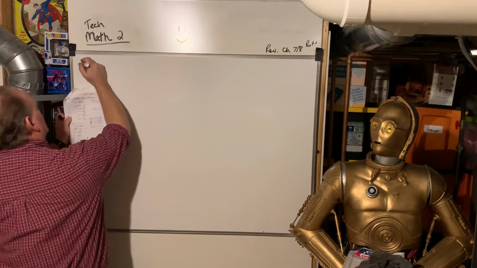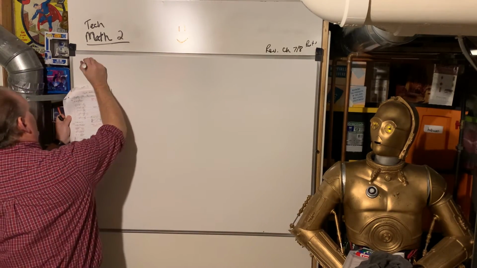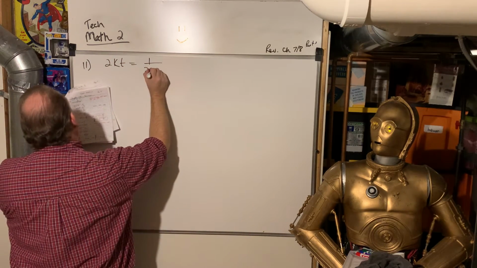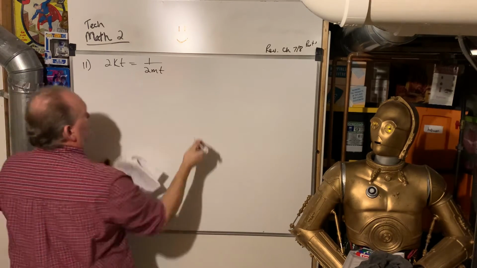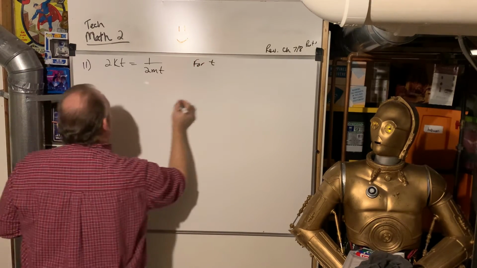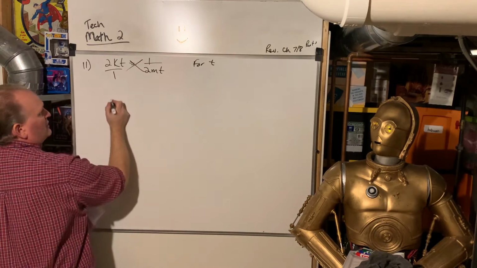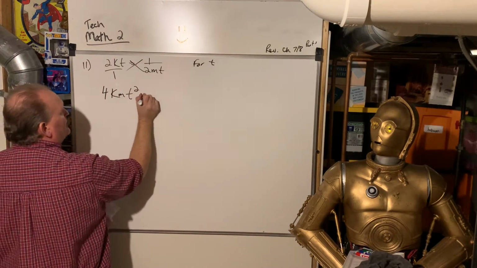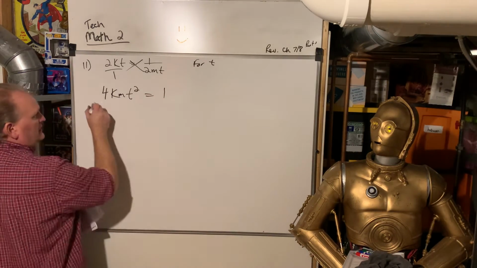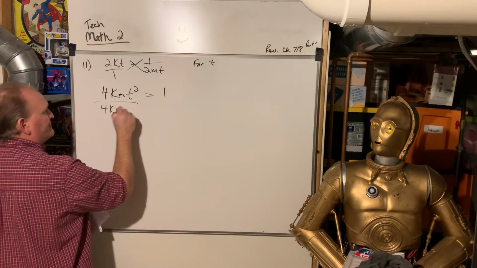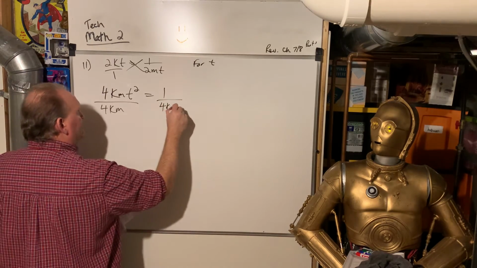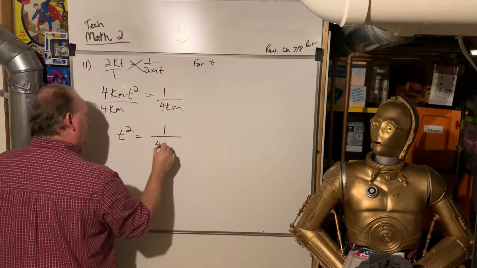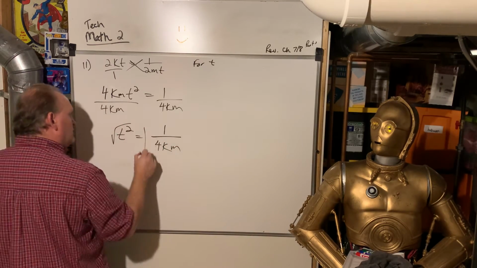Okay, so number 11 is 2kt equals 1 over 2mt, and they want you to solve for t. So there are t's in 2 places, but you can remedy that by cross multiplying: 4kmt squared equals 1. And then just divide both sides by 4km. And then you have t squared equals 1 over 4km. And then take the square root of both sides.